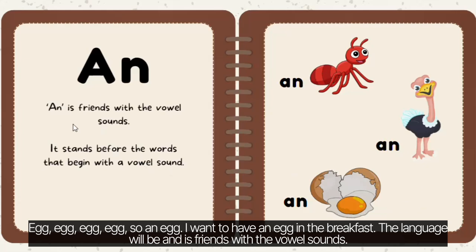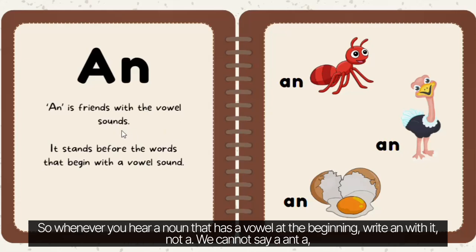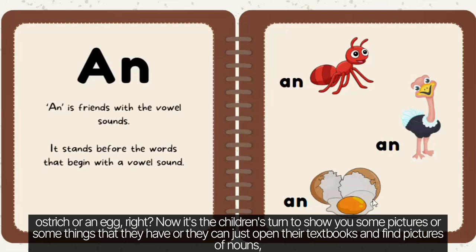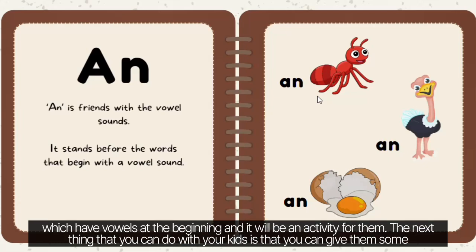The language will be: an is friends with the vowel sound. So whenever you hear a noun that has a vowel at the beginning, write an with it, not a. We cannot say a ostrich or a egg, right? Now it's children's turn to show you some pictures or some things that they have, or they can just open their textbooks and find pictures of nouns which have vowels at the beginning, and it will be an activity for them.